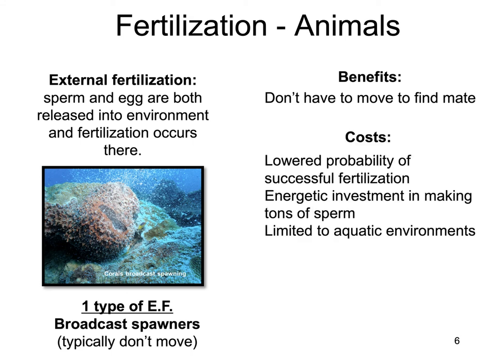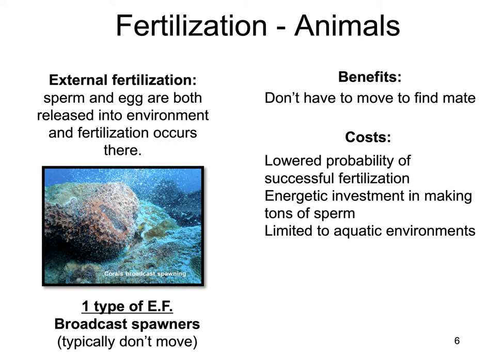However, there are a lot of costs associated with external fertilization and broadcast spawners. Specifically, there's a lower probability of successful fertilization. So the chance of an egg and a sperm meeting each other is way lower than it would be if you had internal fertilization like we see in human beings. And there's also a larger energetic investment in making tons of sperm and tons of eggs. You need to make way more of it because it's got way lower odds of finding an egg or sperm out there. So you've got to make a ton of it to release out in the environment to increase the odds that some of them happen to run into each other.